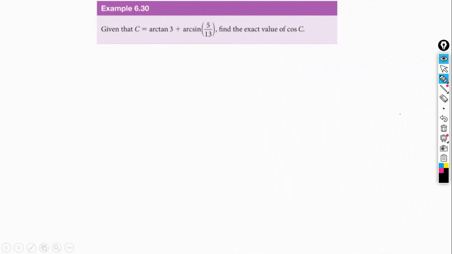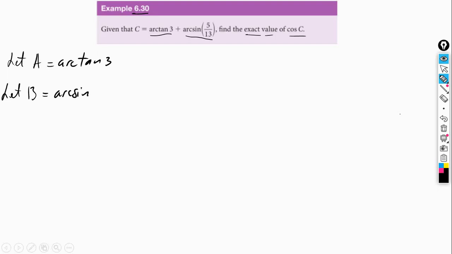So we continue with example 6.30, and it says, given that C is equal to arctangent of 3 plus arcsine of 5/13, find the exact value of cosine of C. Okay, so with these problems, what we need to do is simplify them a bit. So notice that I can say, let A equal arctan of 3. And we can say let B equal arcsine of 5 over 13. Then we can say that C is equal to A plus B.